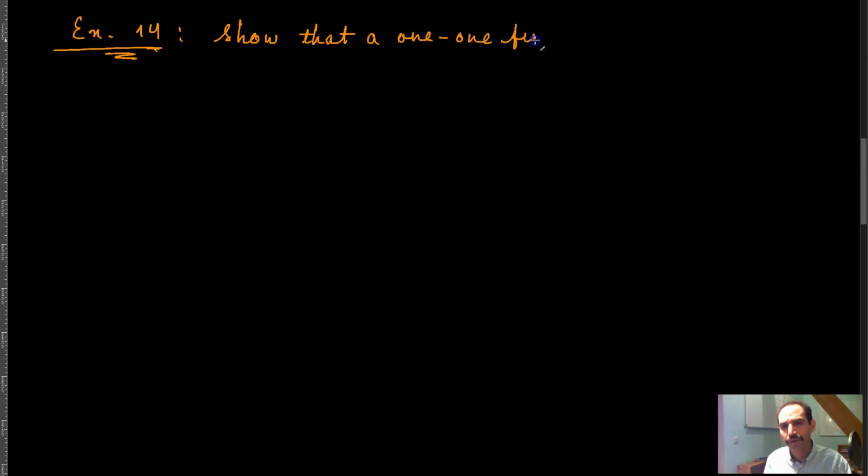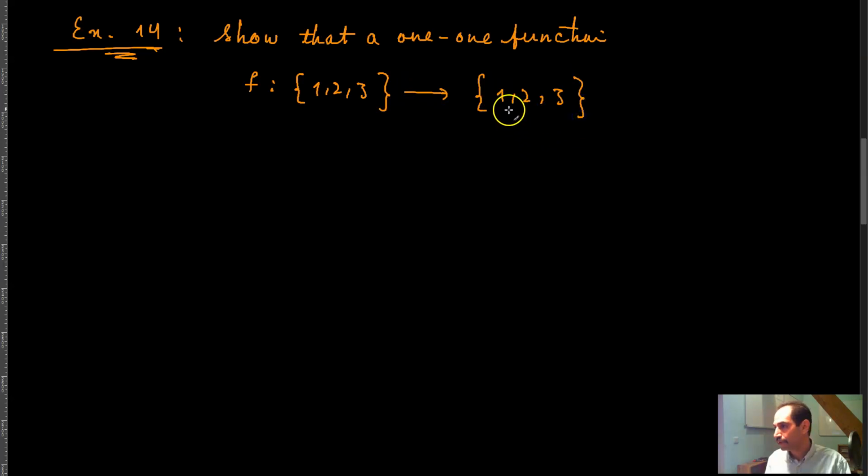Example number 14. Let's say that you show that a 1-1 function f from 1, 2, 3 to 1, 2, 3 must be onto.